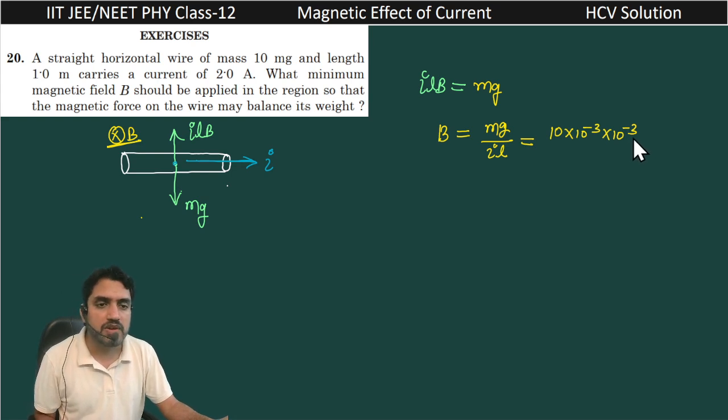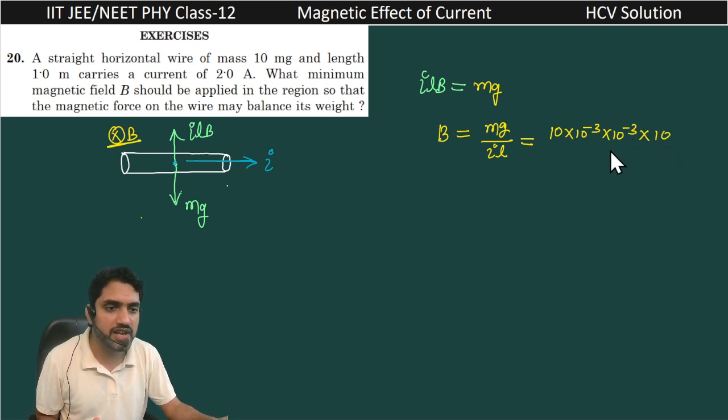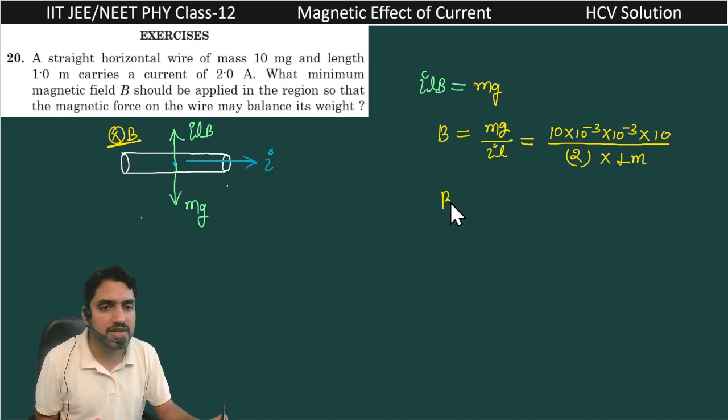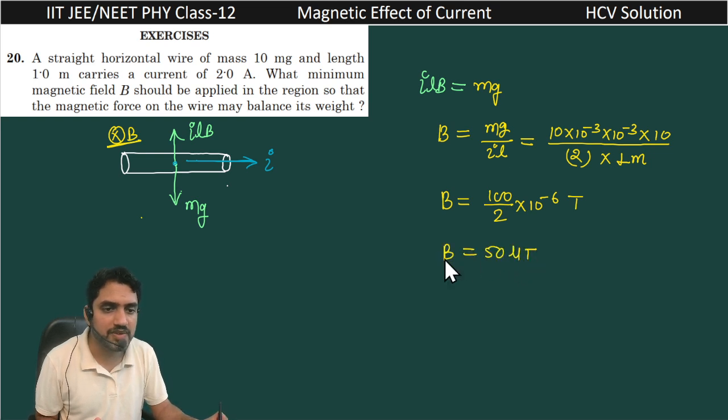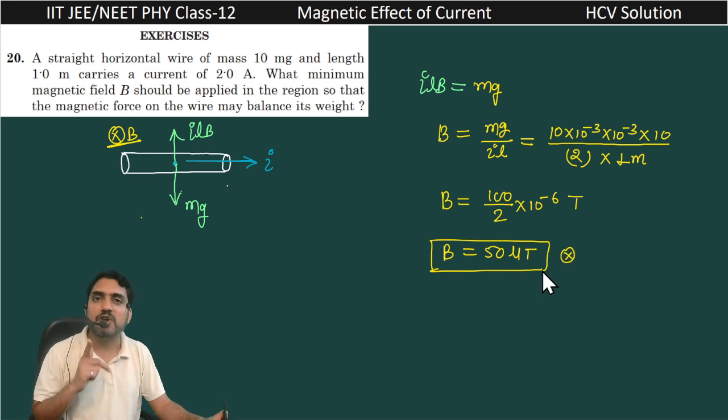Because all these values we have to put in the SI system, and the value of g we are taking as 10. The current is 2 ampere, and the length is 1 meter. So this magnetic field B will be 100 divided by 2 into 10 raised to power minus 6 tesla. So you can write it as 50 micro tesla. And what is the direction of this magnetic field? That is into the plane of this paper.